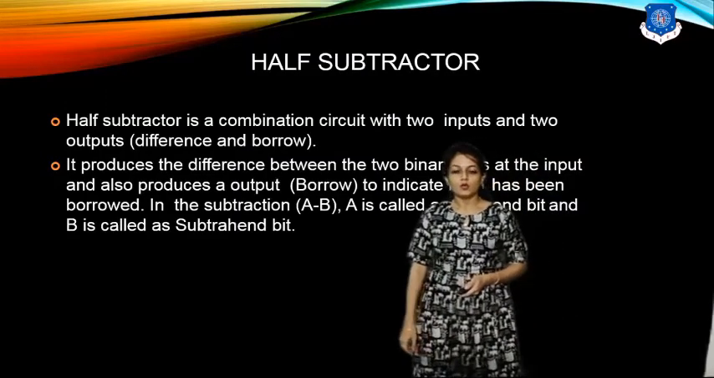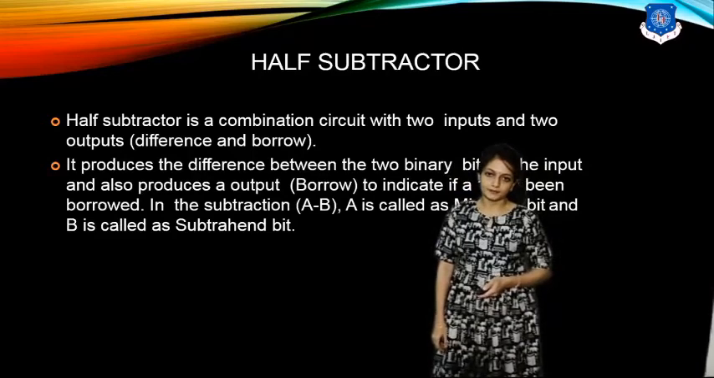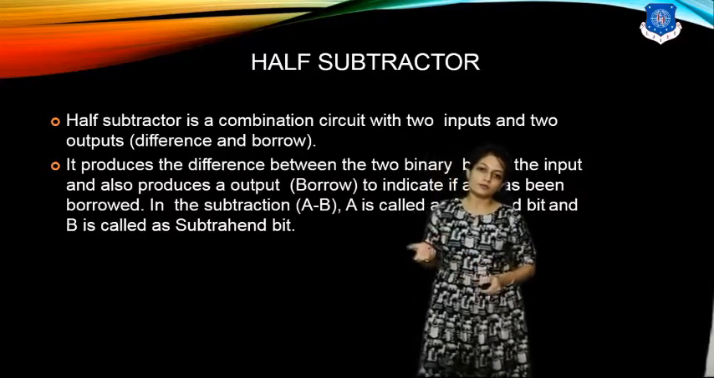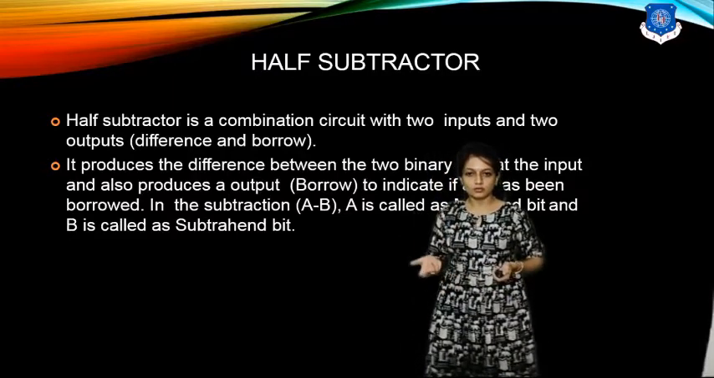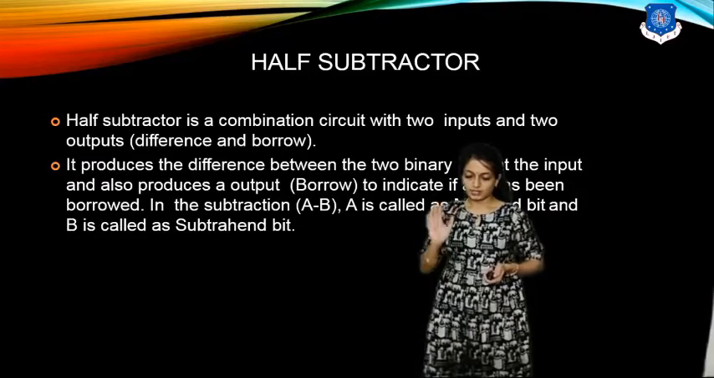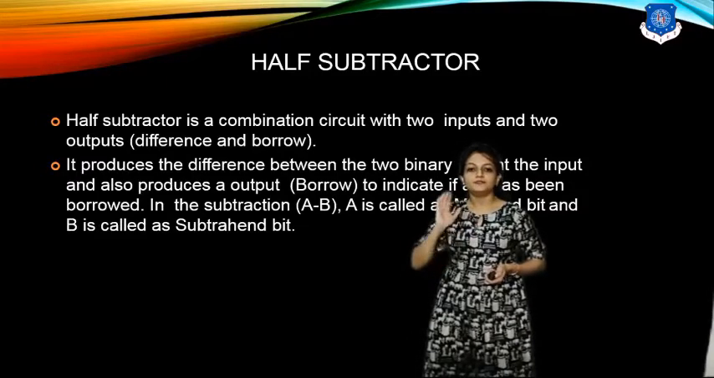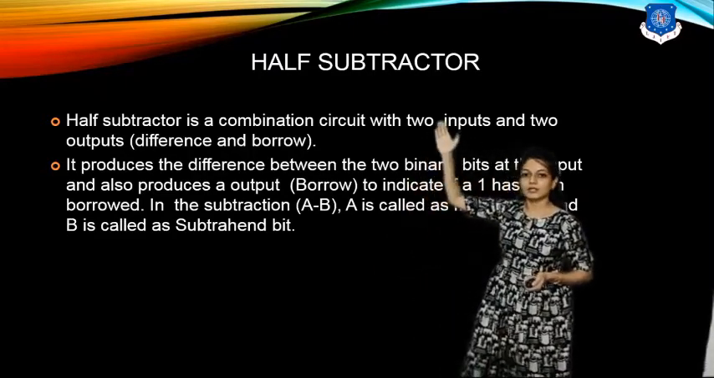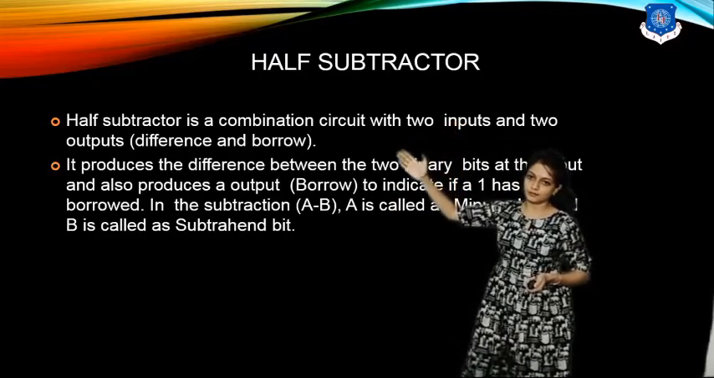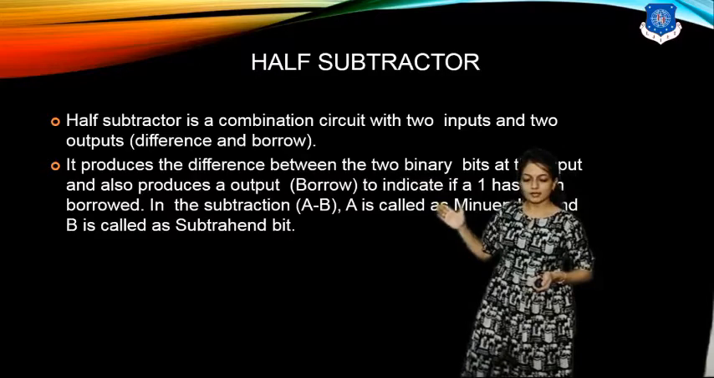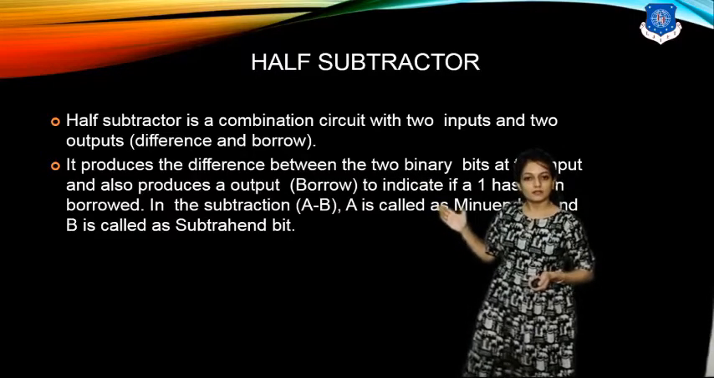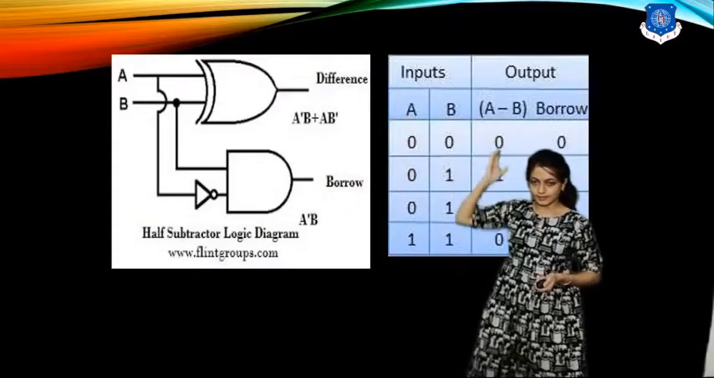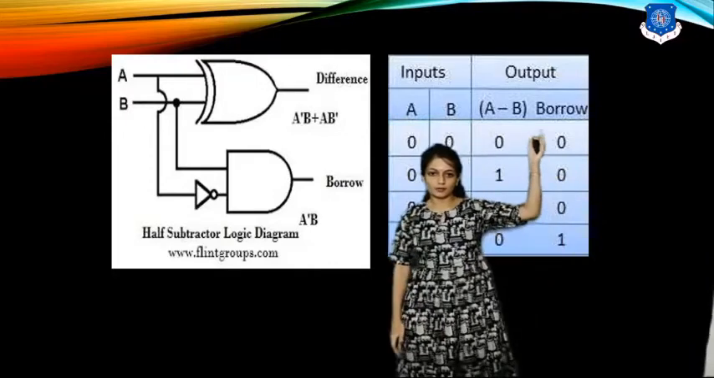Right? Now, what do you mean by half subtractor? It is the same as the half adder, that means it has 2 inputs and 2 outputs, but the outputs are difference and borrow. That means the half subtractor will perform subtraction operation. Alright? So it is a combinational circuit with 2 inputs and 2 outputs. 2 inputs are A, B, outputs are difference and the borrow. Like this. A minus B is difference and borrow.